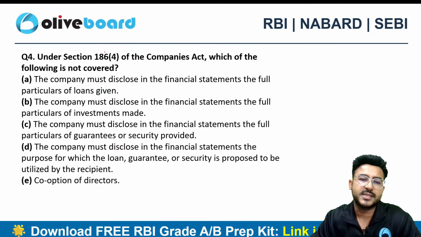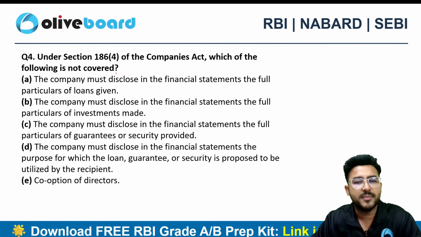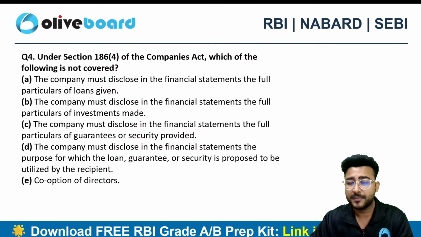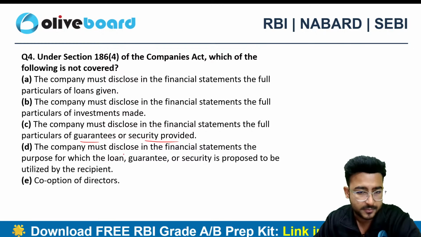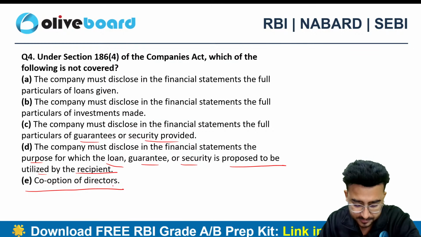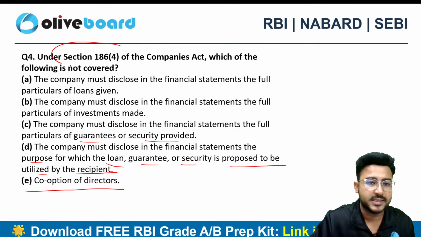Next one. Under section 186 subsection 4 of the Companies Act, which of the following is not covered? Option A: the company must disclose in the financial statements the full particulars of the loan given. Option B: the company must disclose in the financial statement the full particulars of the investment made. Option C: the company must disclose in the financial statement full particulars of the guarantees or securities provided, or must disclose the purpose for which the loan, guarantee or security is proposed to be utilized by the recipient. Option E: co-option of directors. Which of the following is not covered under 186 subsection 4?